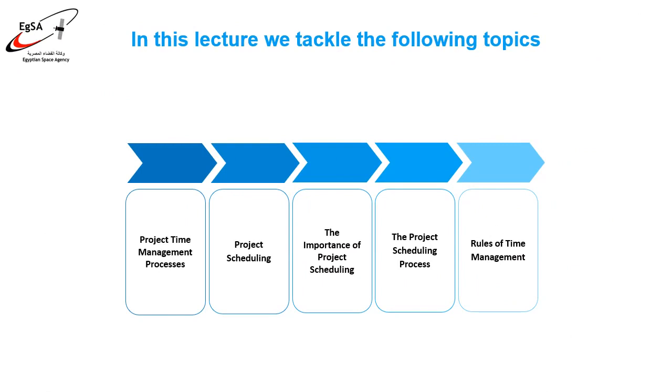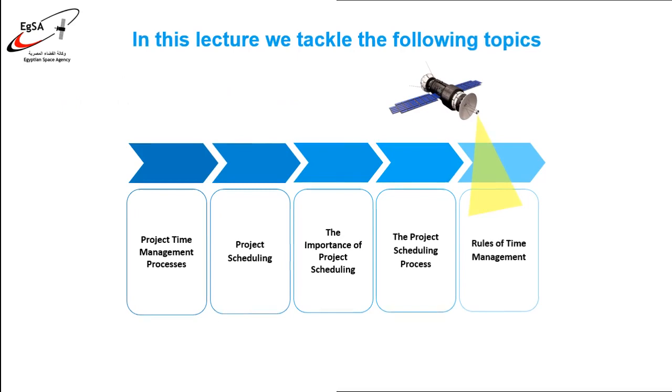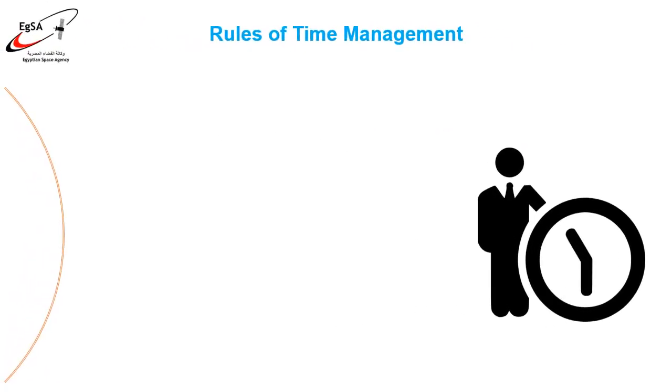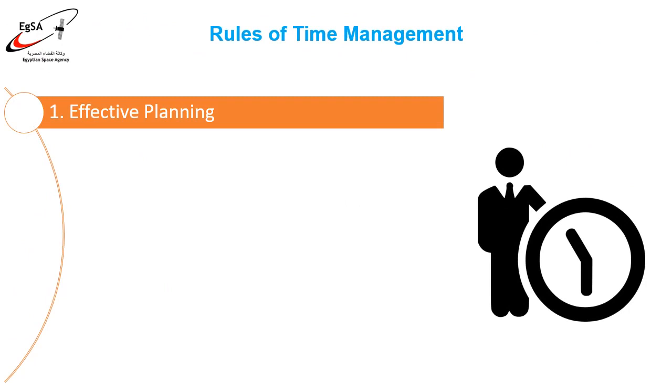Finally, we move to Rules of Time Management. 1. Effective planning. Without an effective plan, there is no control. Likewise, without time planning, you cannot manage things properly. Prepare a to-do list. Write down the important activities to do in a single day against the time allocated to each activity.